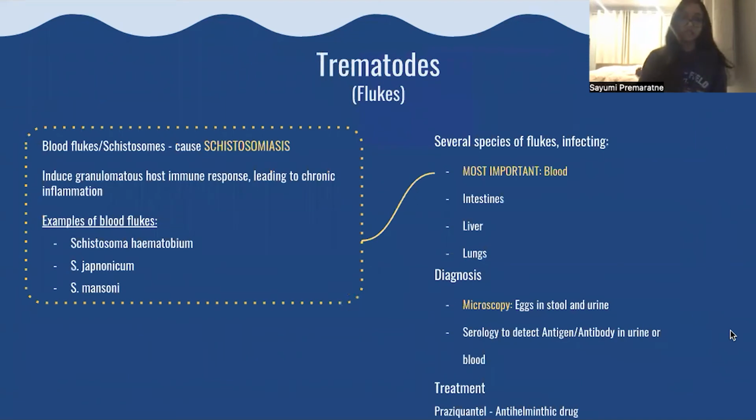And flukes, which I think is the last one, there are several types of flukes. So they infect different parts of your body. The most important one is the ones that infect your blood, but there are also ones that infect your intestines, your liver, and your lungs. So the ones that infect your blood are called schistosomes, and they cause schistosomiasis. So this is an important one to remember, and it can lead to chronic inflammation. And I've just put down there 3 different parasites that are blood flukes.